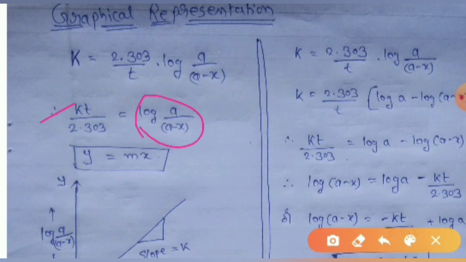Now if you consider this as the variable y, and you see here that only t is a variable and the other factors are constants, some constant into t is mx. So if we represent this equation like this, it is y equals mx. Here y is this factor, log of a upon a minus x, m is k upon 2.303, and x is t.